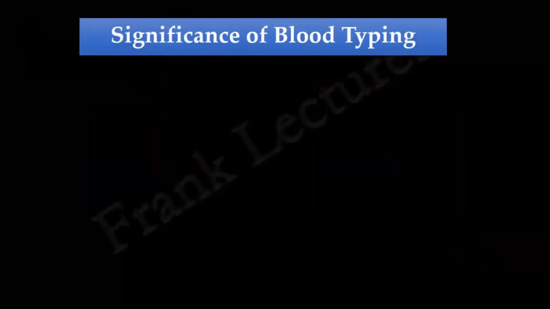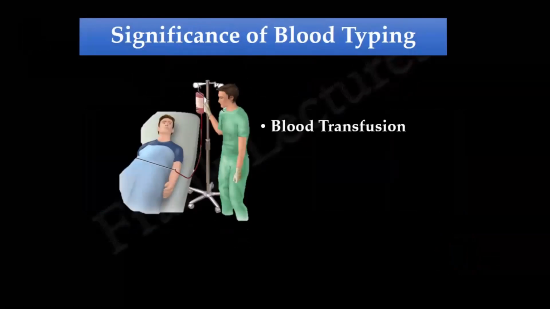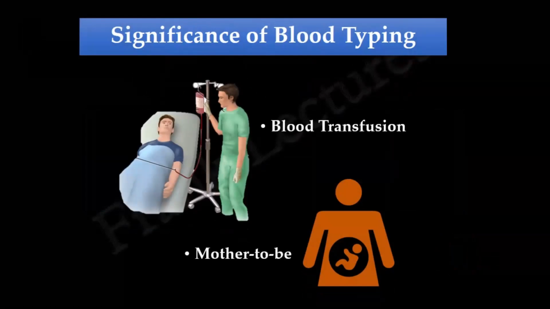Blood typing is used to determine the blood group of donor and recipient prior to transfusion. Also, it is used to determine blood group of mother-to-be. Why is blood typing in these cases important? What are the consequences of non-compatible blood transfusion? All these questions will be answered in the next video lecture.